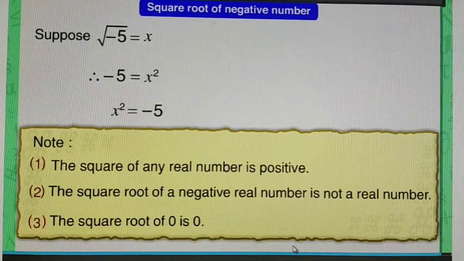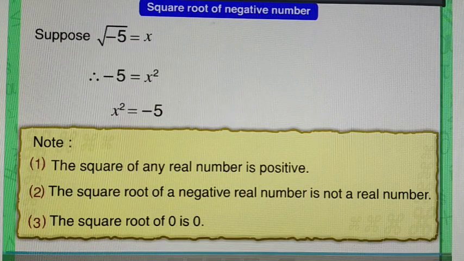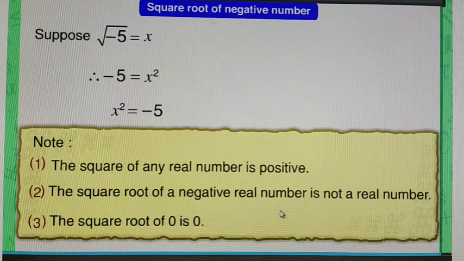Now let's see the square root of a negative number. Suppose the square root of minus 5 is equal to x. Then we take the square on both sides, and what we get is minus 5 is equal to x square. x square is equal to minus 5. Note, the square of any real number is positive. The square root of a negative real number is not a real number. Third, the square root of 0 is always 0.